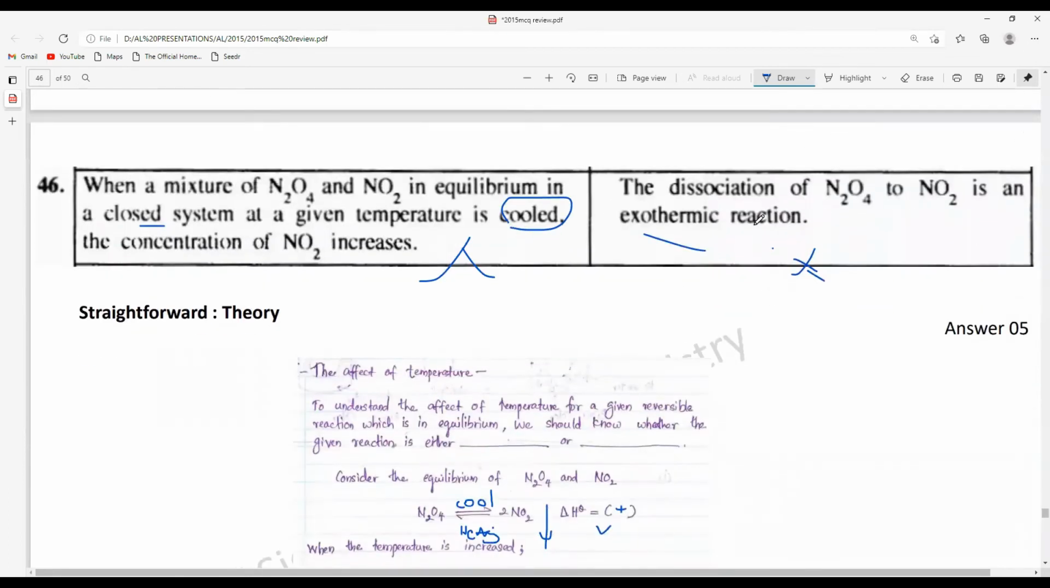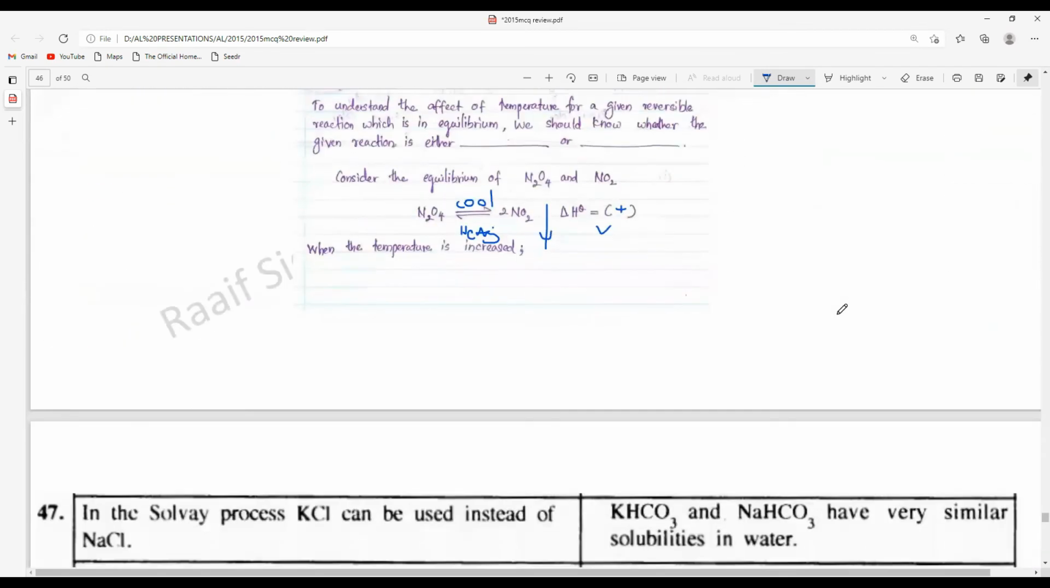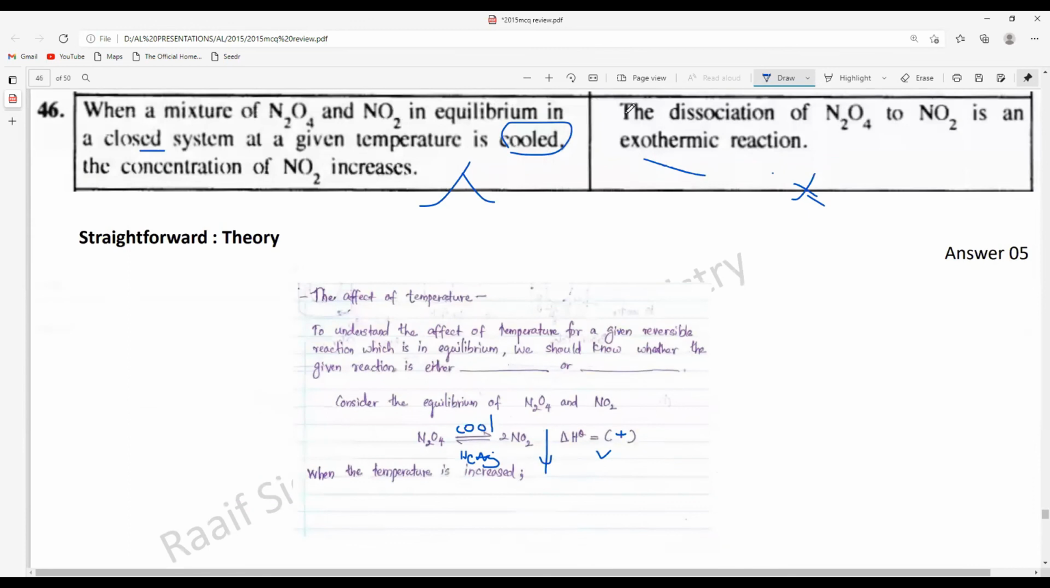If you don't know whether this reaction is exothermic or endothermic, get the knowledge from here. That's all I can tell. This should be a reaction that you should have discussed in your theory class.